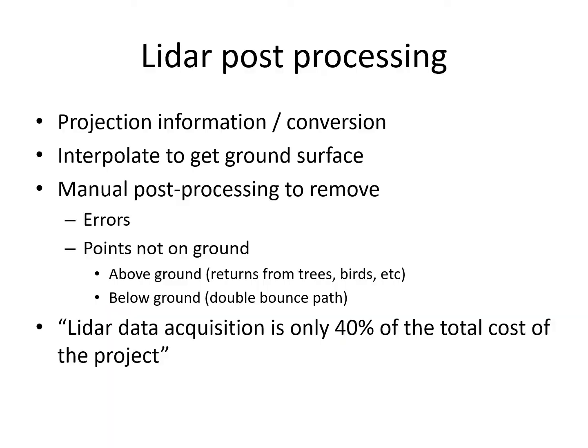Post-processing is basically where we take all the projection information and do the conversions. We interpolate to get our surfaces. If we manually post-process, we're doing it to remove errors and points that are on the ground, things like trees and birds and bowling balls left in the yard and that kind of stuff. Below ground things, stuff where you have a double bounce path, so it gives you that extra distance that shows up below. In general, the cost of acquiring lidar data is only 40% of the total cost of the project. 60% is this. This is a lot of work.